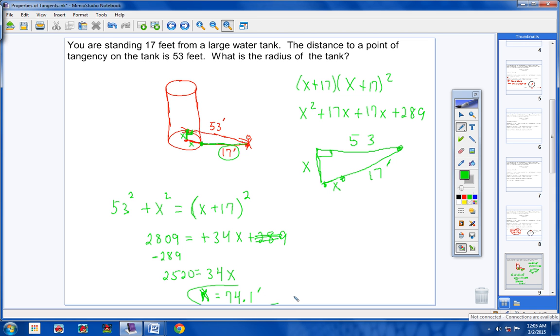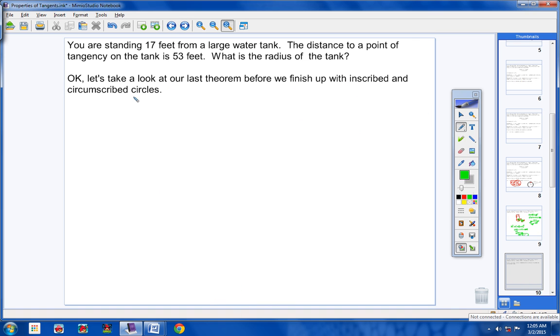You understand all that you had to do was stand outside of a big water tower, know the distance from here to here, know the distance from here to where your line of sight is a point of tangency, and you can then find the radius of this big water tower without ever going on the inside and measuring it. That's pretty cool. Okay, all right, let's continue on.